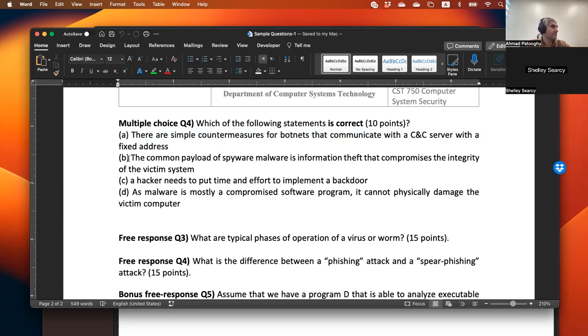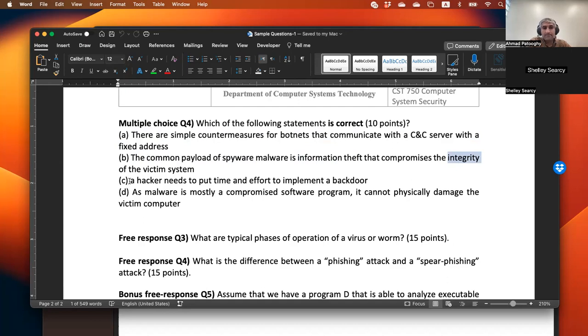Item B says the common payload of spyware malware is information theft that compromises the integrity of the victim system. Okay, the first part is correct. However, the thing that makes me say this statement is incorrect is that information stealing is not an example of integrity violation. It's a case of confidentiality violation, or loss of confidentiality. So item B is not correct.